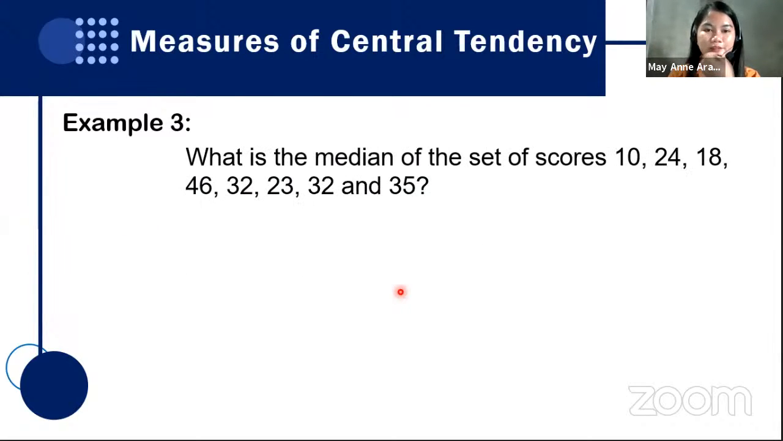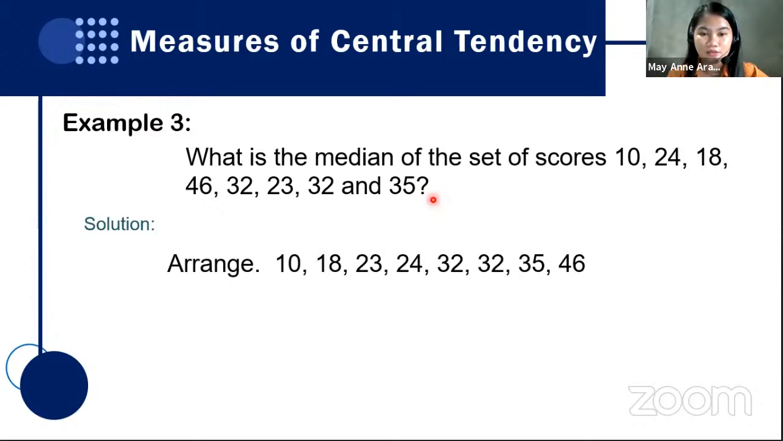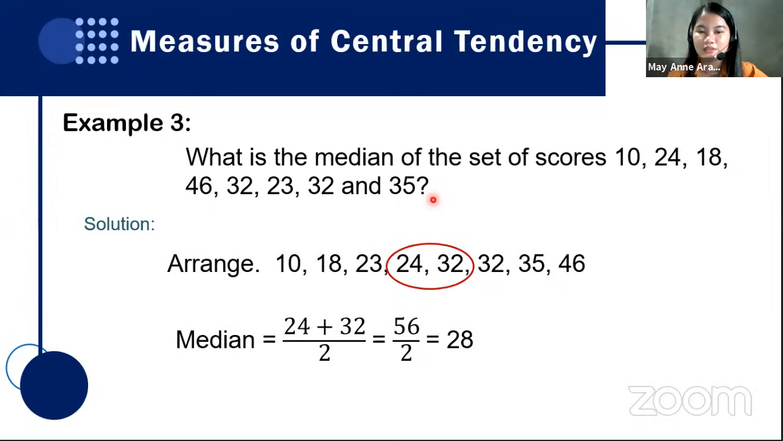Then another example, if the number of terms is an even number, so we have here 1, 2, 3, 4, 5, 6, 7, 8. So all we need to do is to get the average of the two middle values, which are 24 and 32. So you have 24 plus 32 over 2. So that is 56 divided by 2, 28. And make sure na dapat yung ma-obtain nyo na value ay nasa gitna nila, ng 24 and 32. Since 28 is between 24 and 32, we can say that our answer is correct.